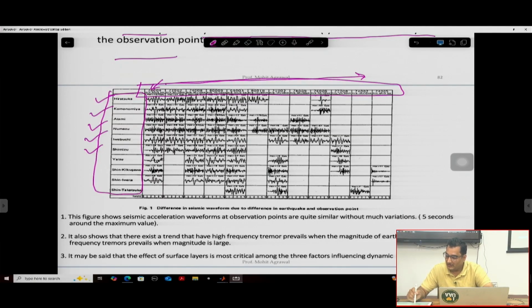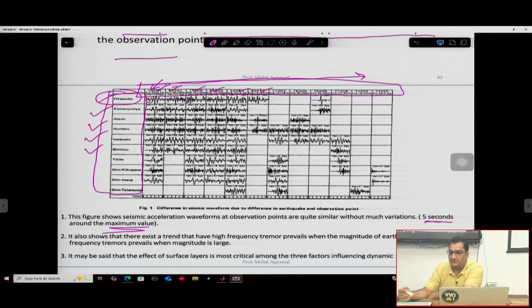If you look at this picture very carefully, what do you observe? These seismograms are basically plotted for 5 seconds around their maximum value. When you look at these seismograms, even though these are different earthquakes, they are recorded at the same location, such as this one, maybe Hiratsuka. You can see from left to right that the pattern of the wave is almost the same.